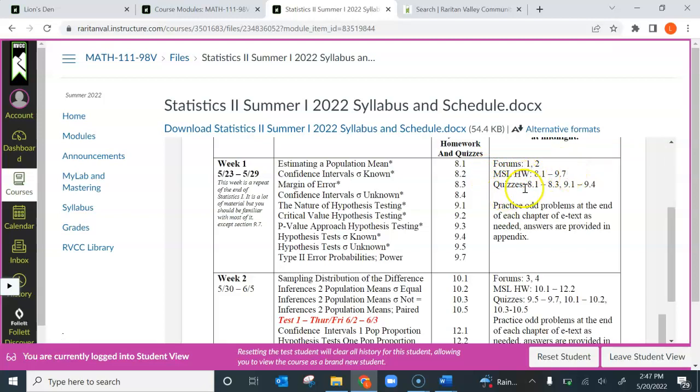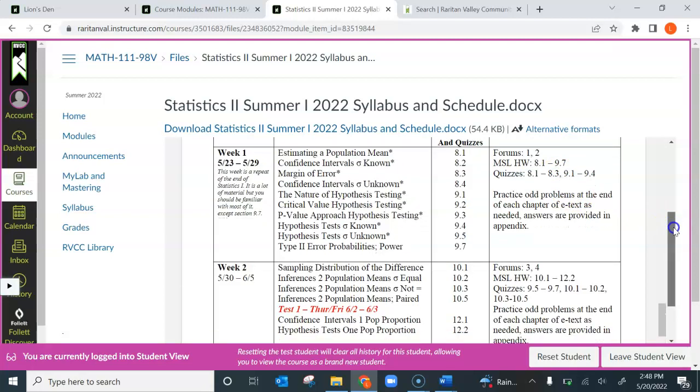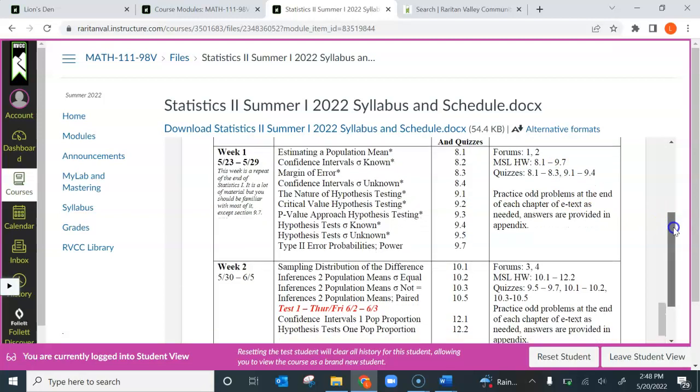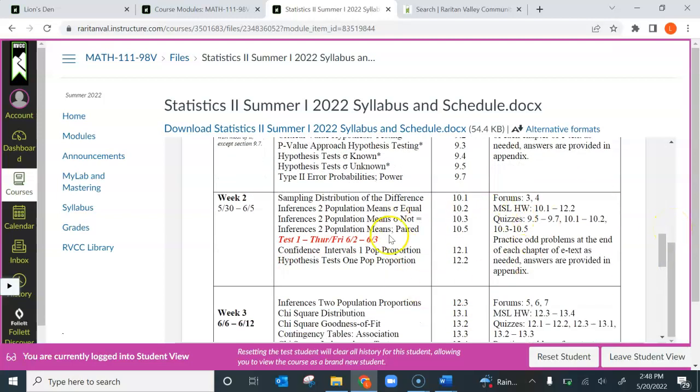There are 2 quizzes. The first quiz covers 8.1 to 8.3, and then the second quiz that week covers 9.1 to 9.4. So there is a lot more material in week 1, but again, the majority of that material, except for this very last item at the bottom in 9.7, is all review from Stat 1. As you can see, it gets a little less as we progress into week 2, keeping in mind this is a 15-week course condensed into 6 weeks.